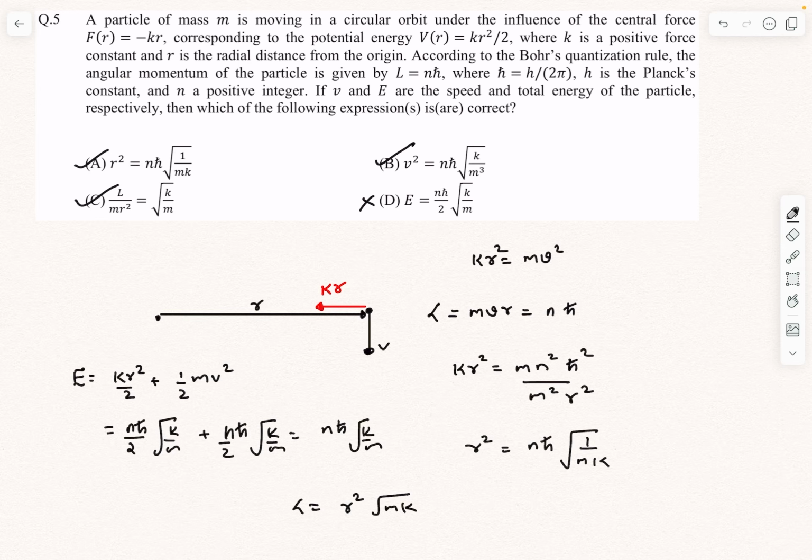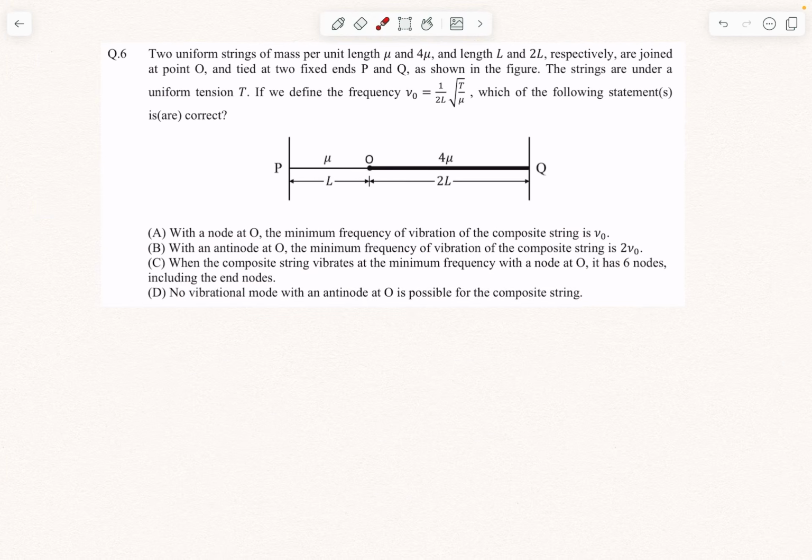Okay, so this was a straightforward formula based problem. Okay, so now let's move on to the next question. Okay guys, so now let's move on to question 6.